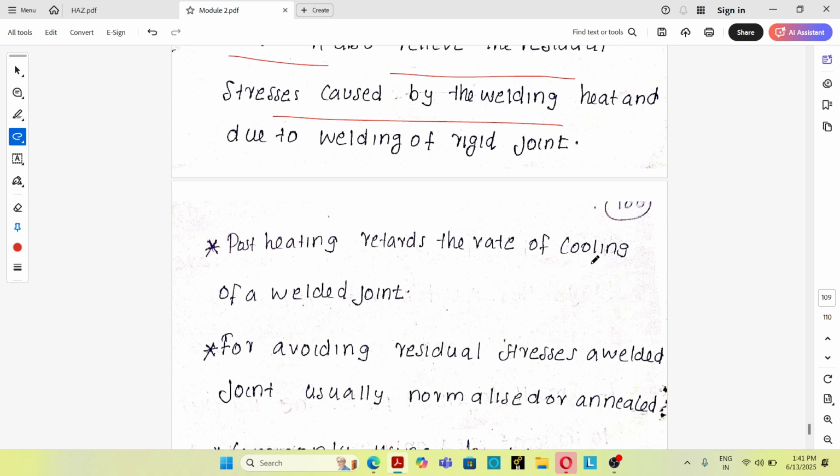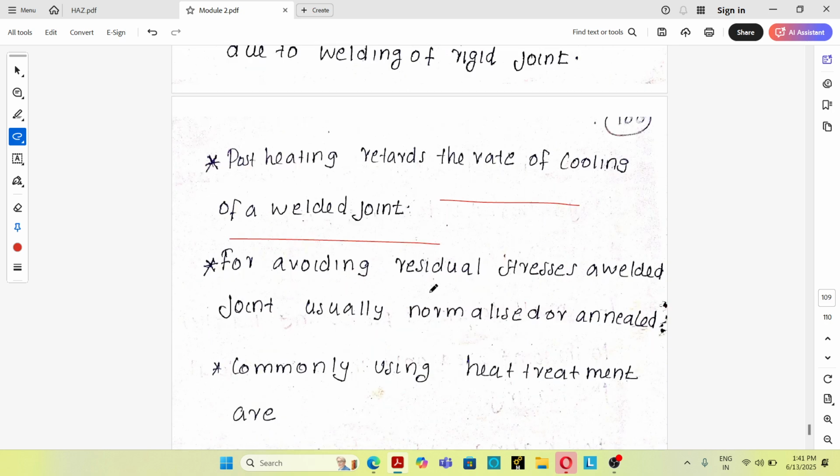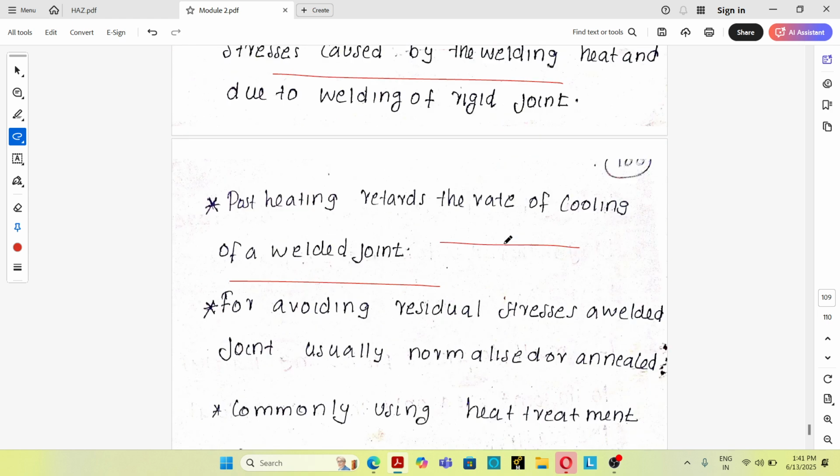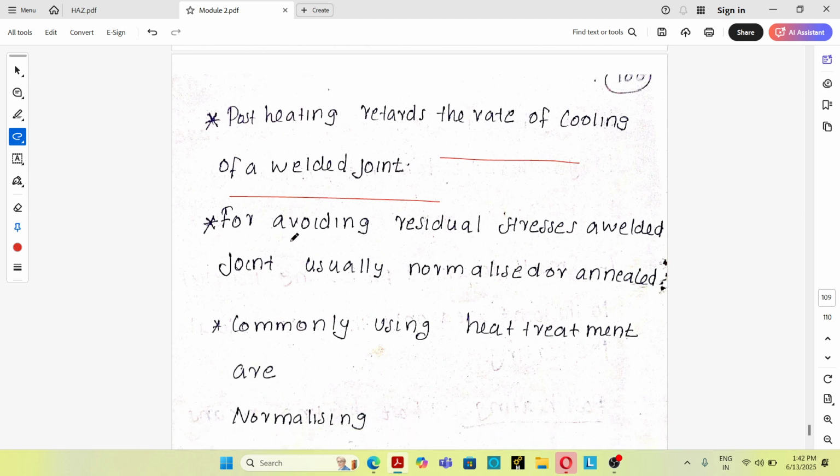Post-heating retards the rate of cooling of the welded joint. So in the post-heating process, there are three purposes. First one, it relieves the residual stress. Second one, it prevents hard and brittle spots, and it reduces the rate of cooling in the welded joint. See, for avoiding residual stress, a welded joint is usually normalized or annealed.